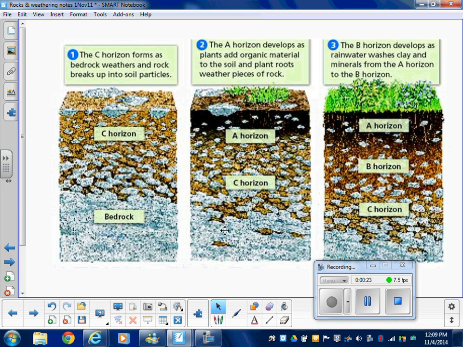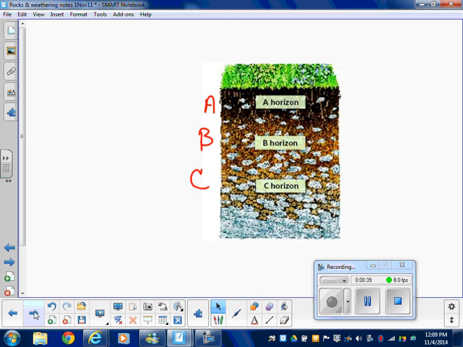This was on the top of your worksheet. We went over this briefly at the beginning of class. This talks about how they form, but on the worksheet it also asks you what they're made up of. So the A horizon is where most plants are growing.